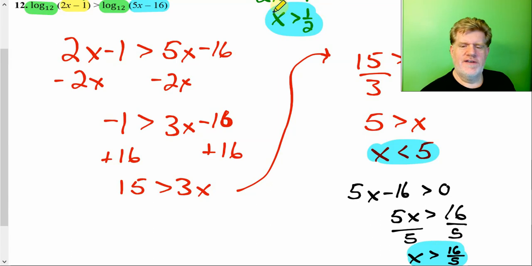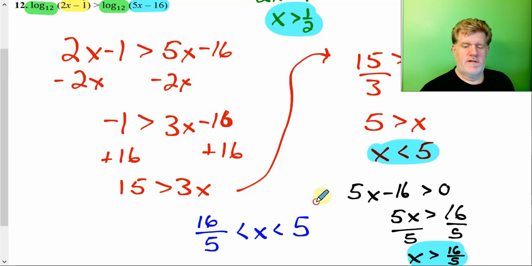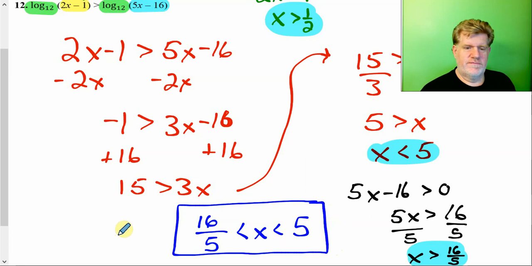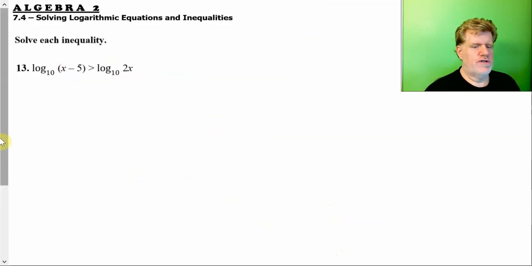So x being greater than 1/2, that's good. But I know this supersedes it. x has to be bigger than 16/5. That's a little bit more important in this case because 16/5 is higher than 1/2. So x has to be between these numbers, 16/5 and 5. We're already good. The logs are the same.